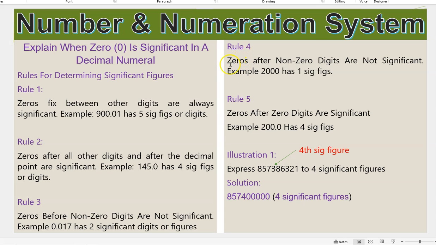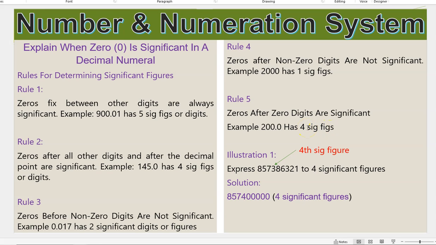Last but not least, zeros after non-zero digits are not significant. For example, 2000 has only 1 significant figure. And lastly, zeros after 0 digits are significant. Example, 200.0 has 4 significant figures.